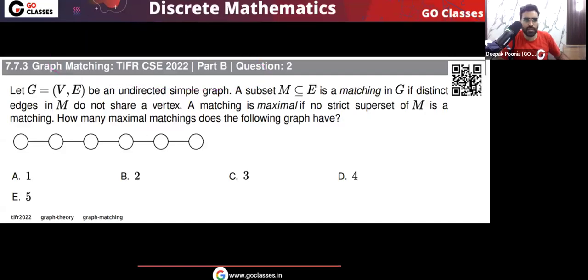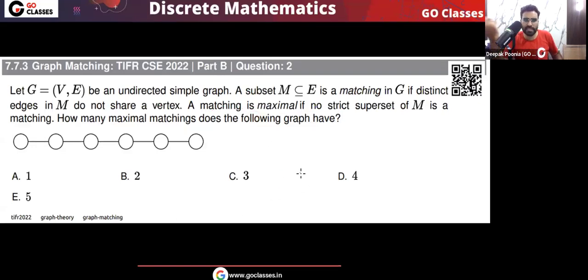Let's solve the TIFR 2022 question. G(V, E) is an undirected simple graph. A subset M of edges is a matching in G if distinct edges do not share a vertex. So the definition of matching is given to you: a subset of edges which are pairwise non-adjacent. A matching is maximal if no strict superset of M is a matching. So the definition of maximal matching is given to you.